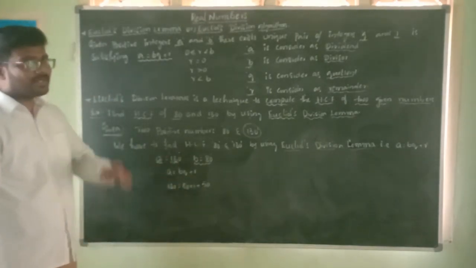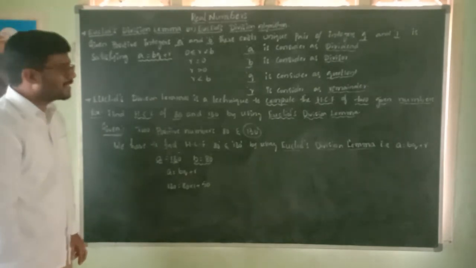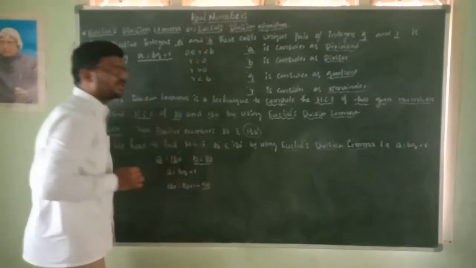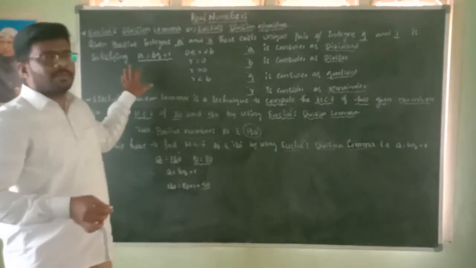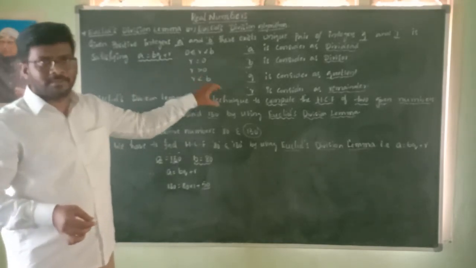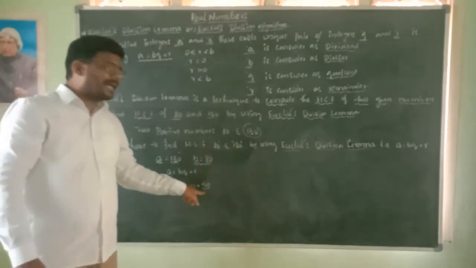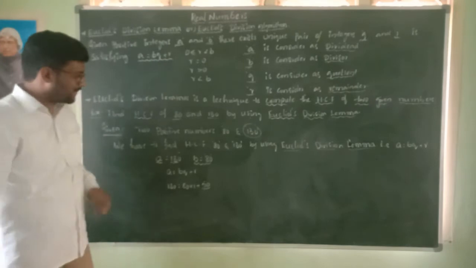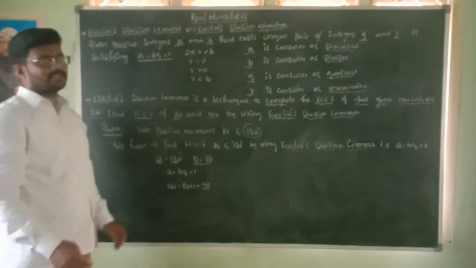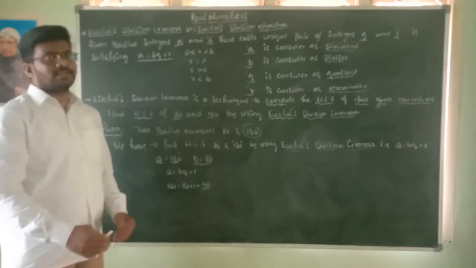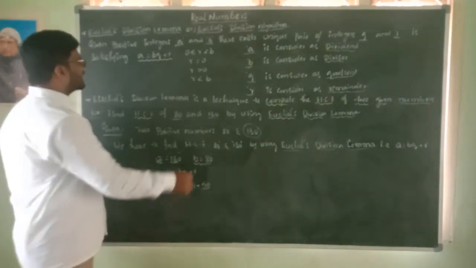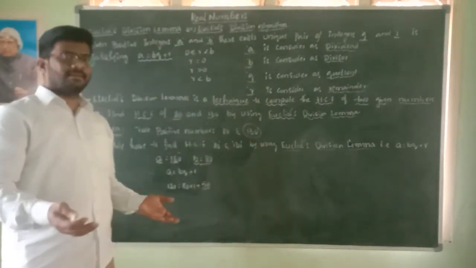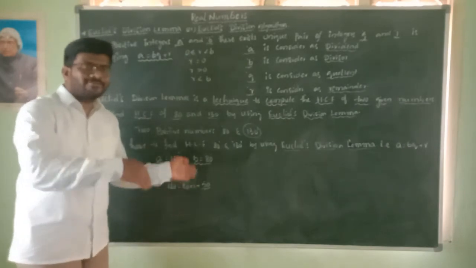Okay, children, here one condition is there. What is the condition? The remainder should be equal to 0 when doing the HCF of two given numbers by using Euclid division lemma. Here the remainder is not equal to 0, so what can you do? You use a technique: continue with further steps.